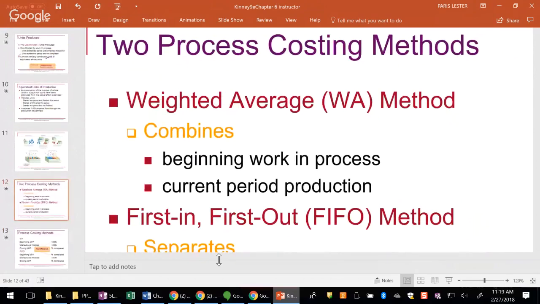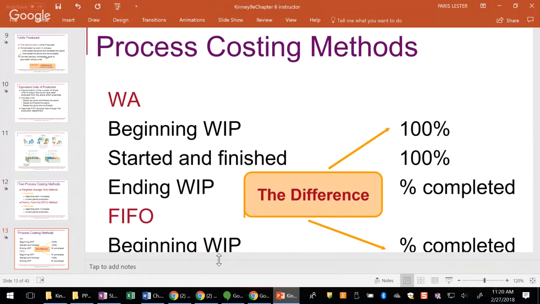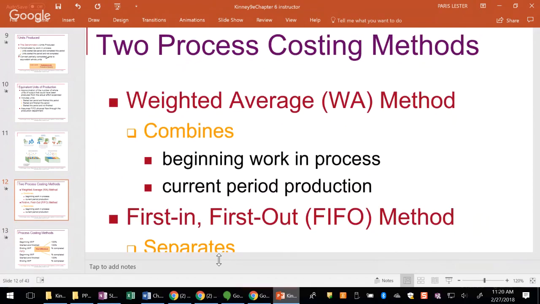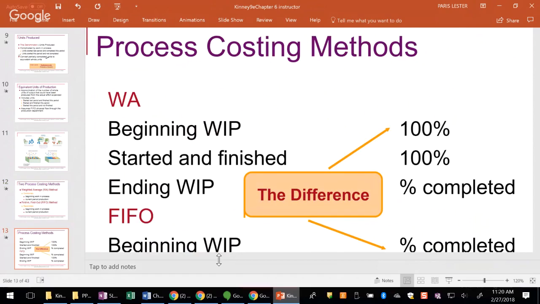This, don't worry about it. All right, two process costing methods: weighted average, which combines beginning work in process and current period production, and first in, first out, which keeps them separate, but you don't have to worry about that. When you do problems, this will come natural to you.